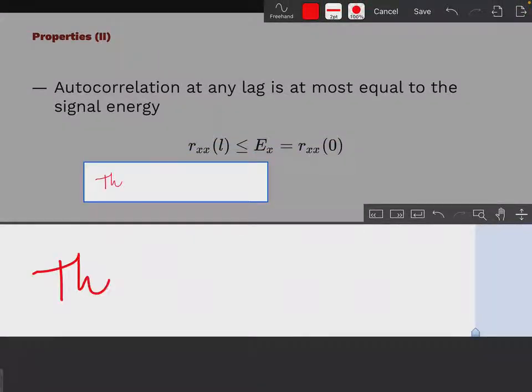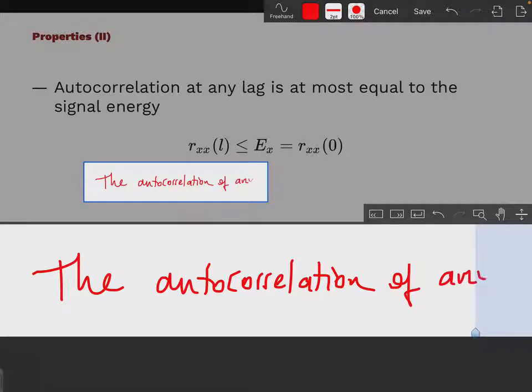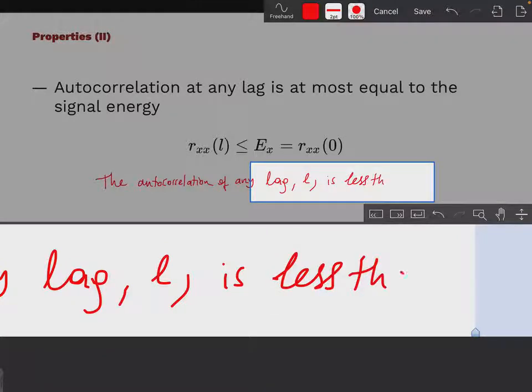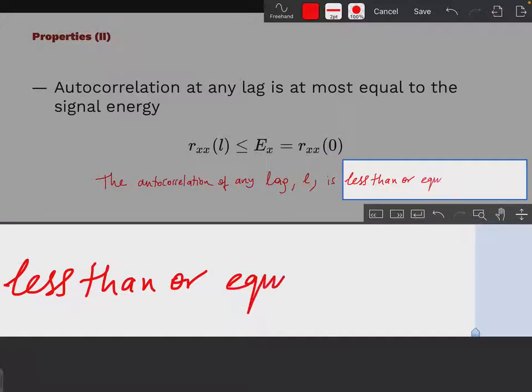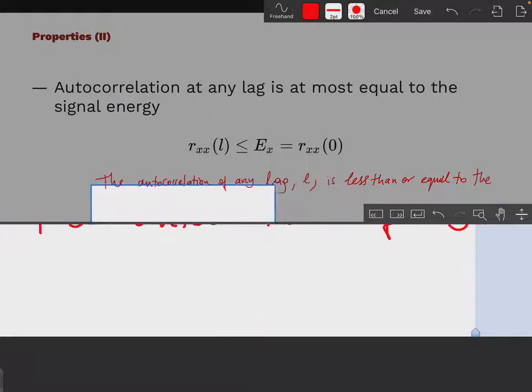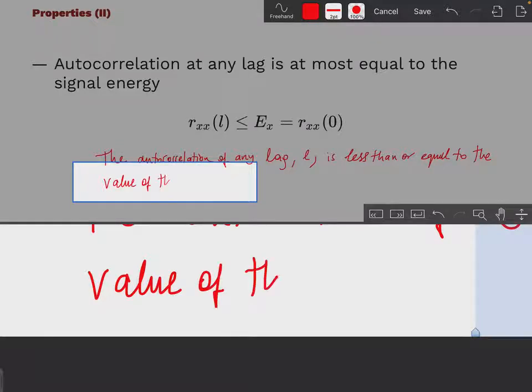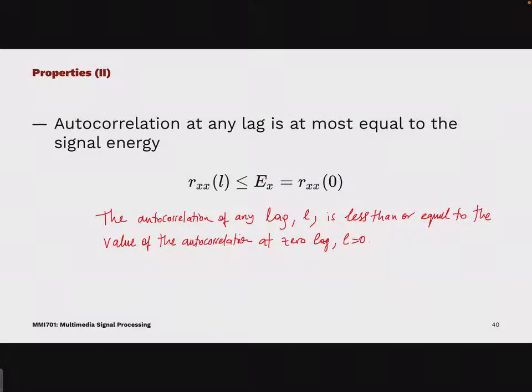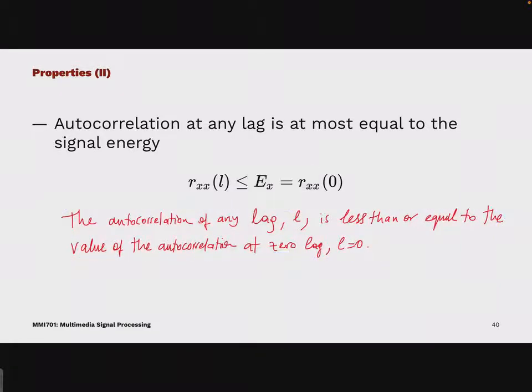So let me just write that result here. The autocorrelation of any lag L is less than or equal to the value of the autocorrelation at zero lag, L equals 0. Okay, so that is also an important result. The autocorrelation sequence will have its maximum at zero lag. So the signal is maximally correlated with itself for an energy signal.